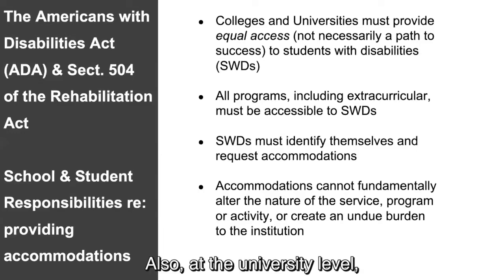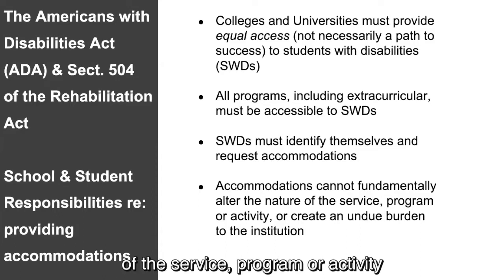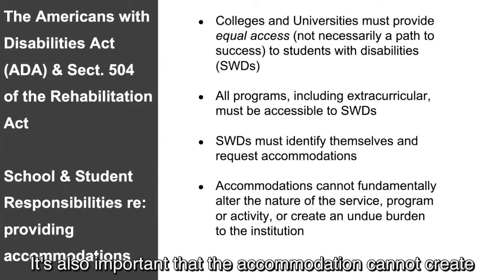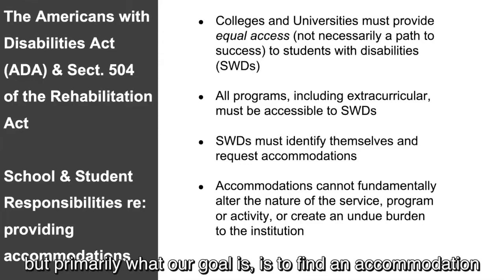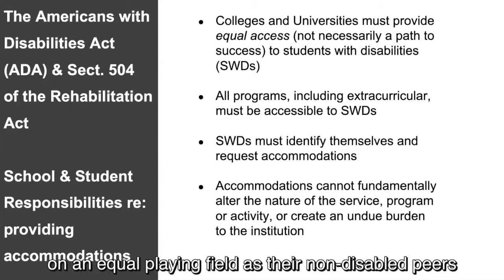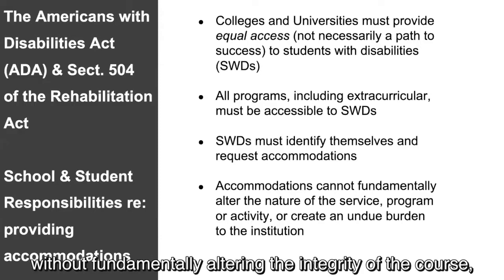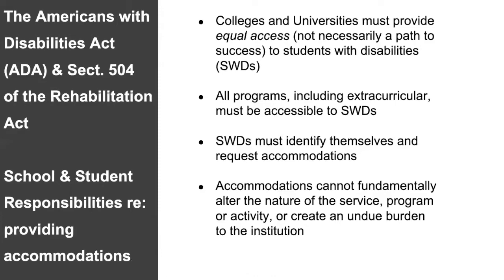Also at the university level, it's really important that accommodations not fundamentally alter the nature of the service, program, or activity that the student is participating in. It's also important that the accommodation not create any kind of undue burden on the institution. But primarily, our goal is to find an accommodation that will give the student access to the program on an equal playing field as their non-disabled peers, without fundamentally altering the integrity of the course, activity, or program in which they're enrolled.